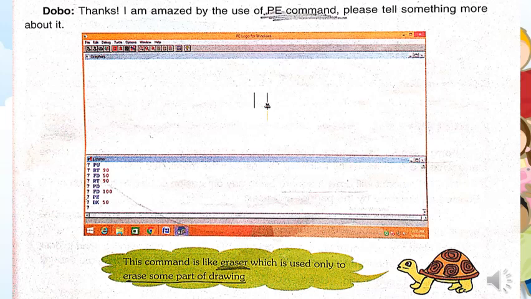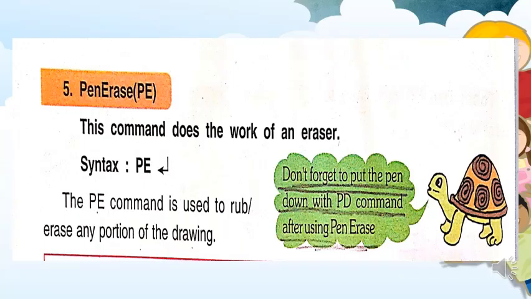In the images we see the use of the PE command. This command is like an eraser which is used only to erase some part of a drawing. This command does the work of an eraser. The PE command is used to rub or erase any portion of a drawing. Turtle says, "Don't forget to put the pen down with the PD command after using the pen eraser."